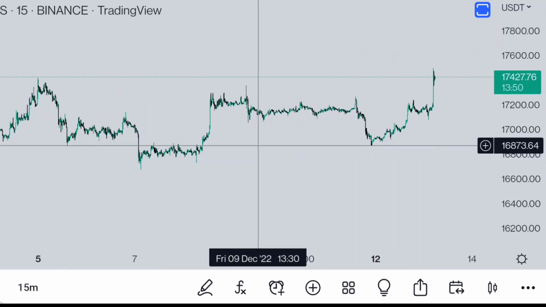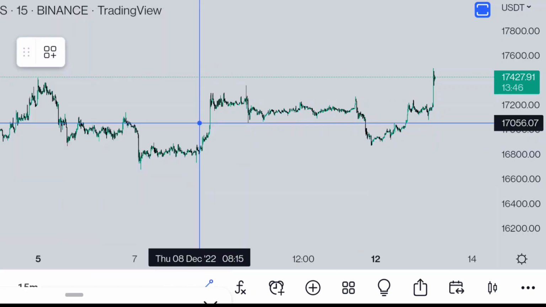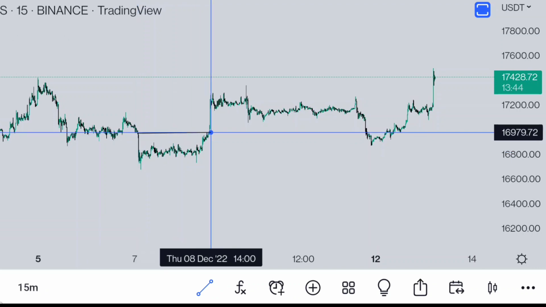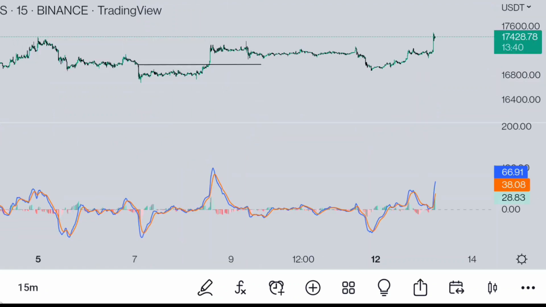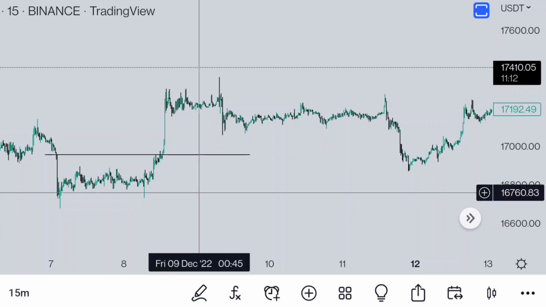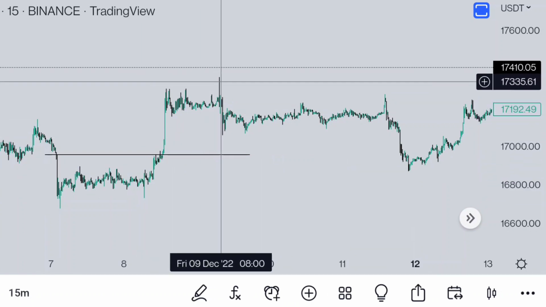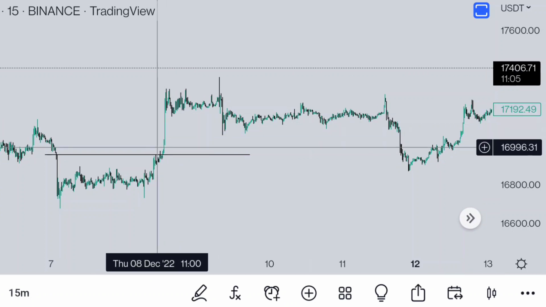Okay, so now you will wait for the market structure break to the upside. Like here the market structure broke to the upside. Now get yourself ready for an entry. So now the market structure has broken to the upside. What you will do is let this pump for a while, and then it will come back to this fair value gap on the 15-minute chart.